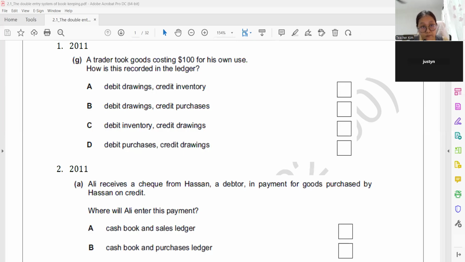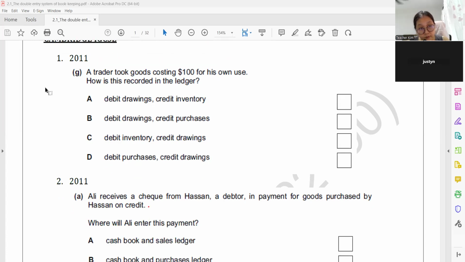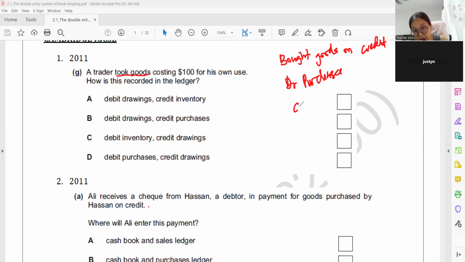Okay. For this chapter, basically it is a debit credit concept. So the first question says that a trader took goods. When we buy goods, it means we bought goods on credit or on cash. On credit, we will debit the purchases, and on credit means trade payable, the supplier name.